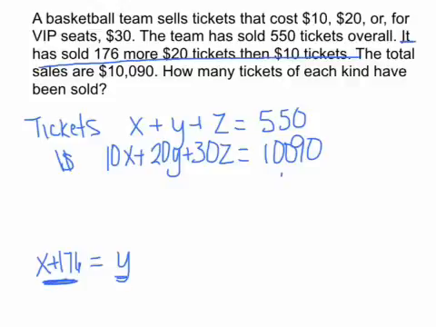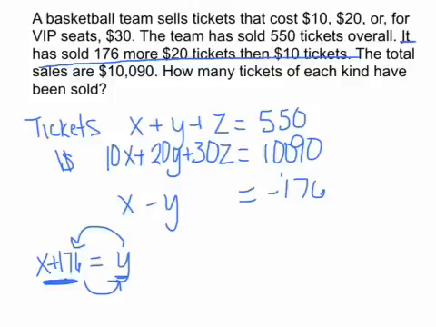So now, to finish this, I want to have my equal sign here, and I want it to go x, y, z. So I'm going to move the y over here and the 176 over there. So I'm going to have x minus y equals negative 176. There's my system of equations that I want you to solve. I highly recommend using your calculator.